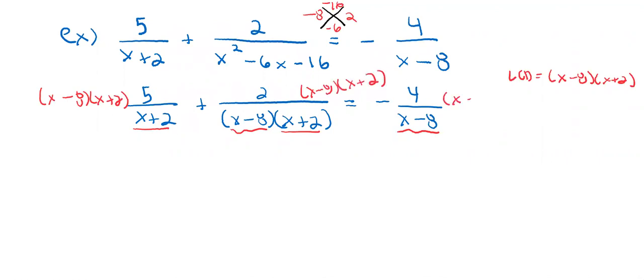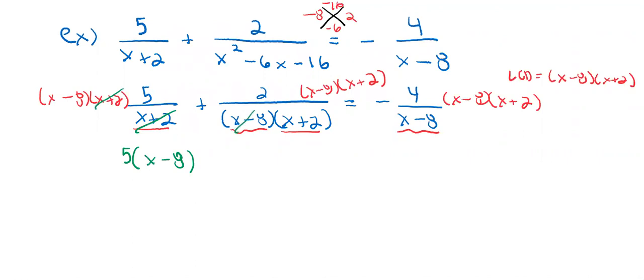And I know it's a little bit annoying writing it out. It's usually worth it, just so you don't forget anything. All right, the whole goal is to cancel fractions. So in this first one, the x plus 2 cancels, and I'm left with 5 times the x minus 8, which will distribute.